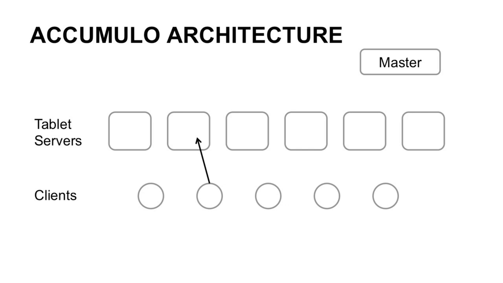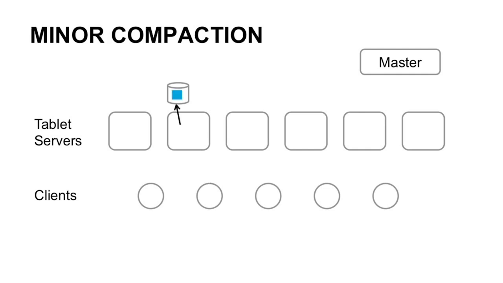Each tablet server can host up to hundreds or even thousands of tablets. Hosting a tablet involves storing and sorting the data that clients write to each tablet in memory, and occasionally flushing key-value pairs from memory to disk, which is called a minor compaction. This frees up memory so a tablet server can start storing more key-value pairs.